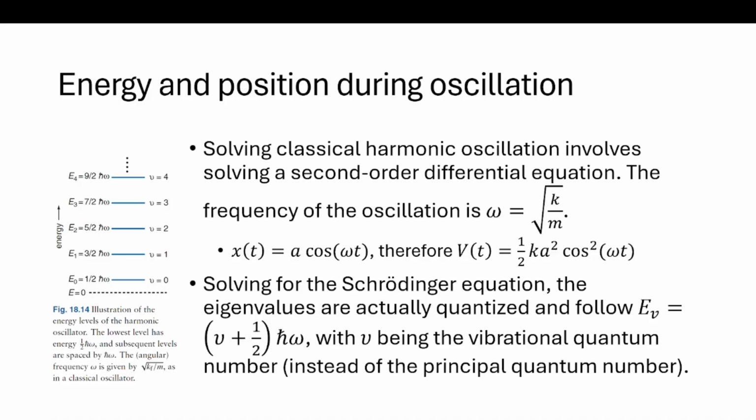And solving the Schrodinger equation for a simple 1D mass on a spring, we can find out that we have different eigenvalues. And these eigenvalues are quantized and follow a certain formula. And this formula is dependent on something known as the vibrational quantum number, which, instead of being the principal quantum number, solely dictates vibrational motion.